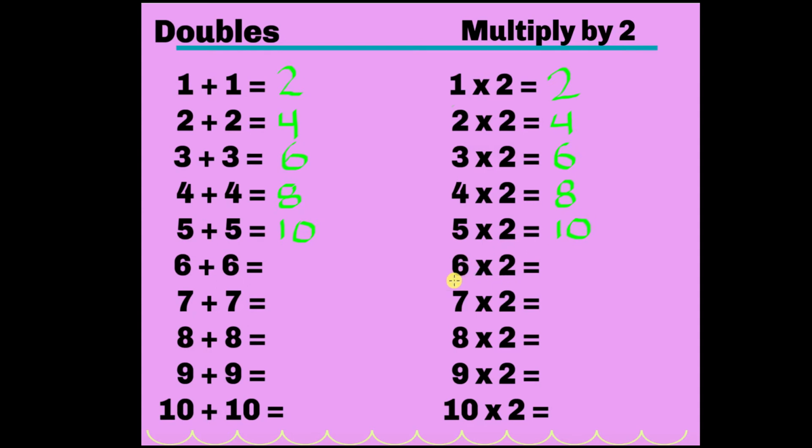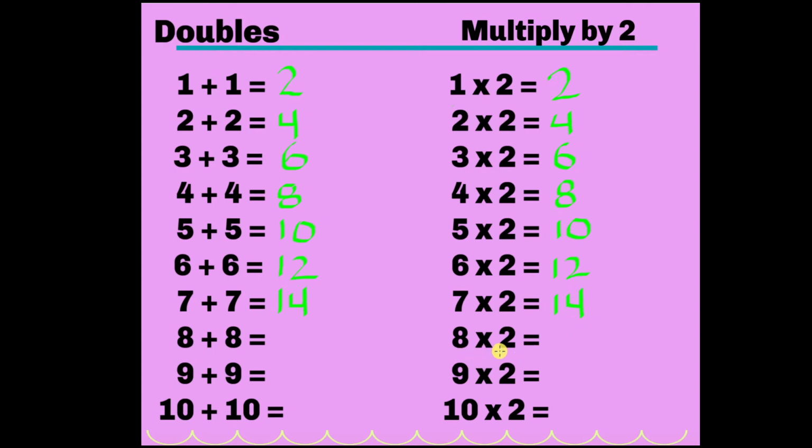6 times 2, we double that 6. 6 plus 6 equals 12. So we know that 6 times 2 equals 12. If we double 7 and 7 times 2, then we know that 7 plus 7 equals 14. So 7 times 2 also equals 14.